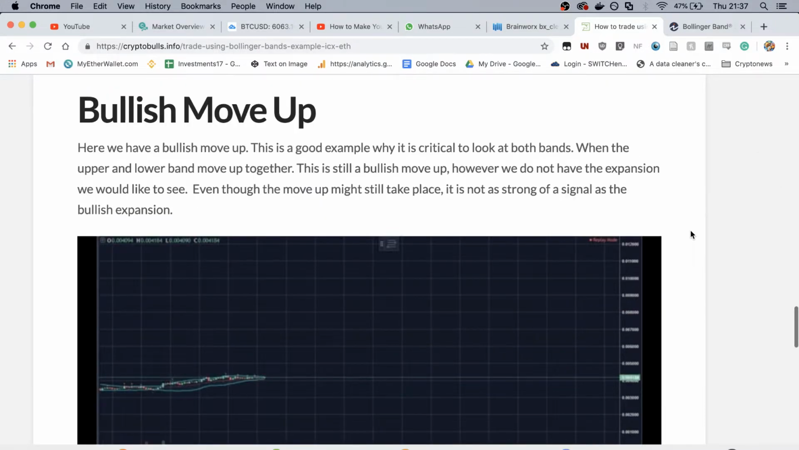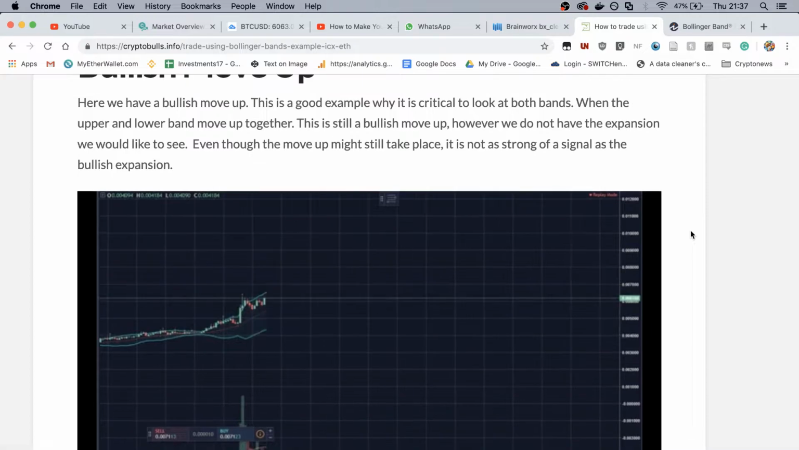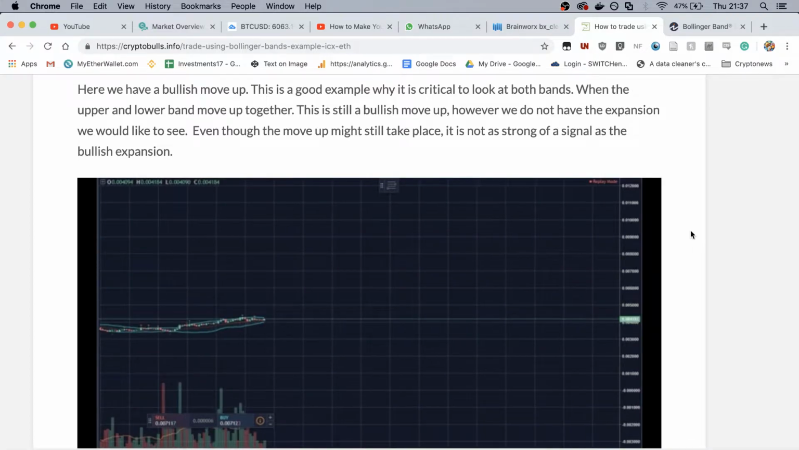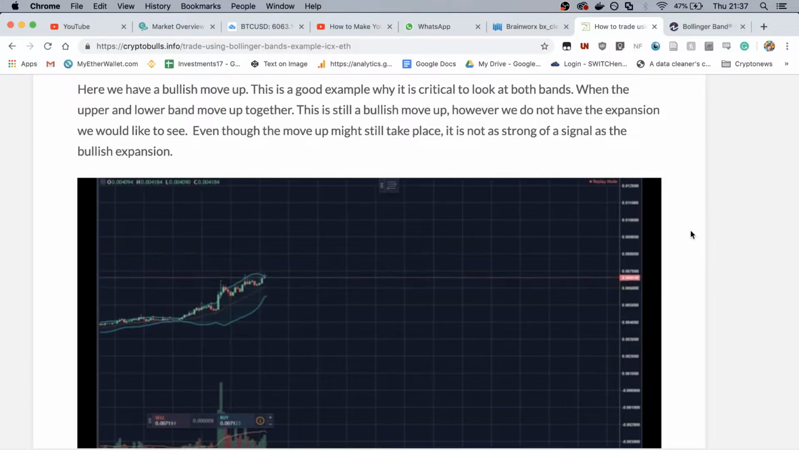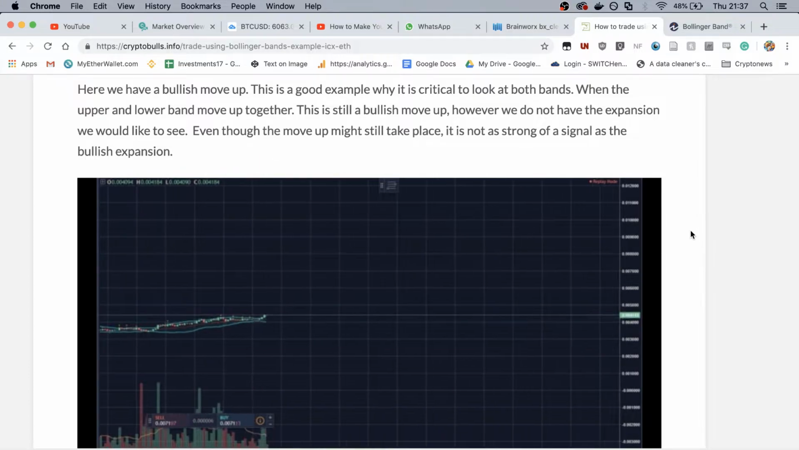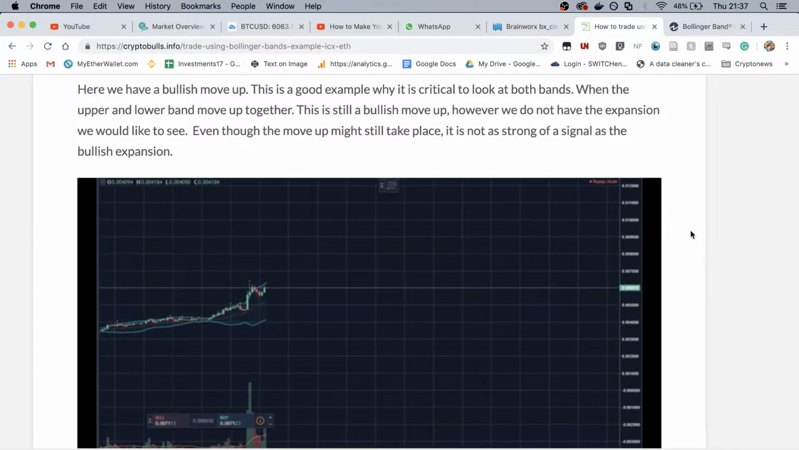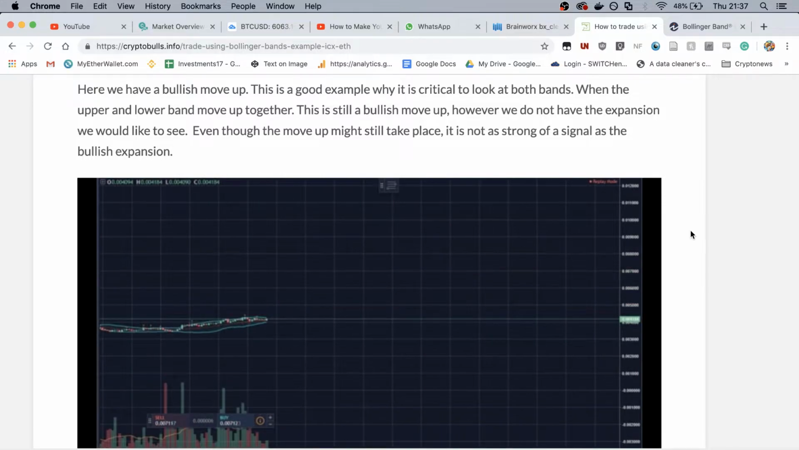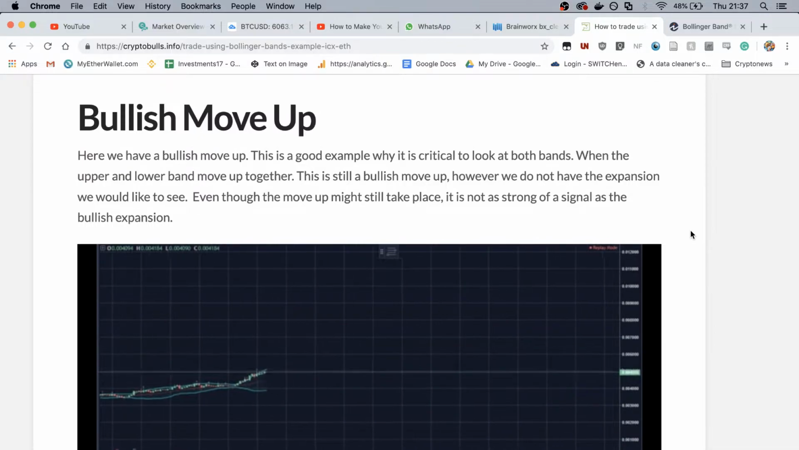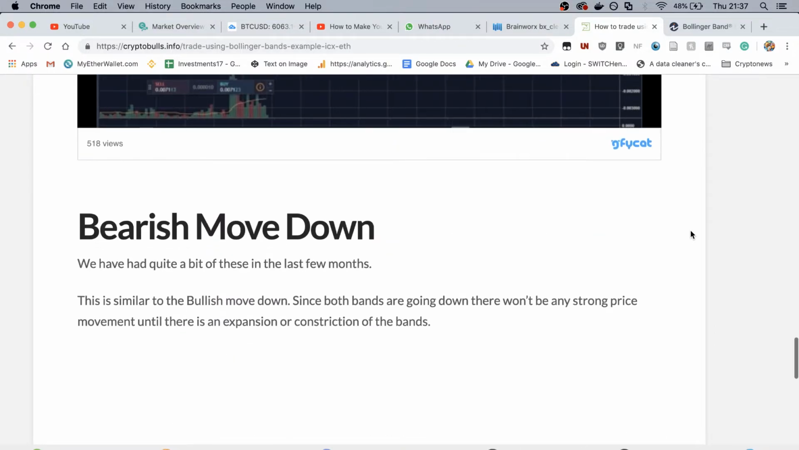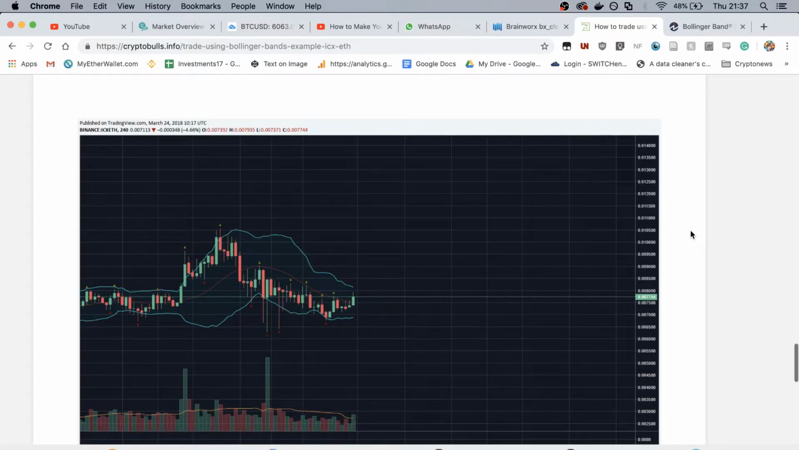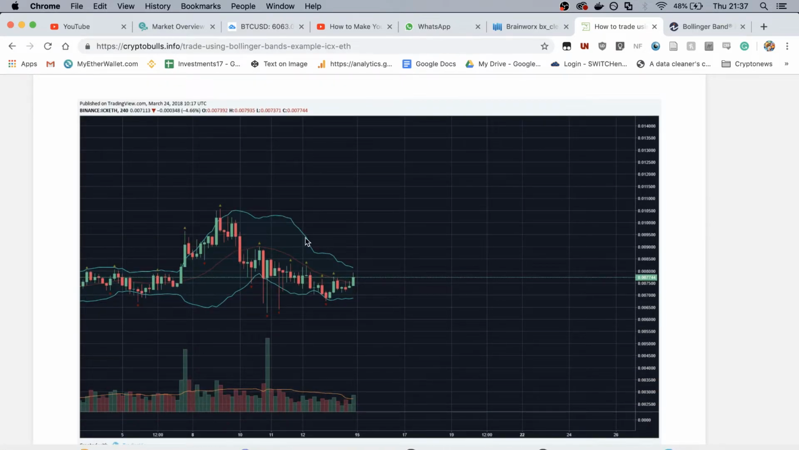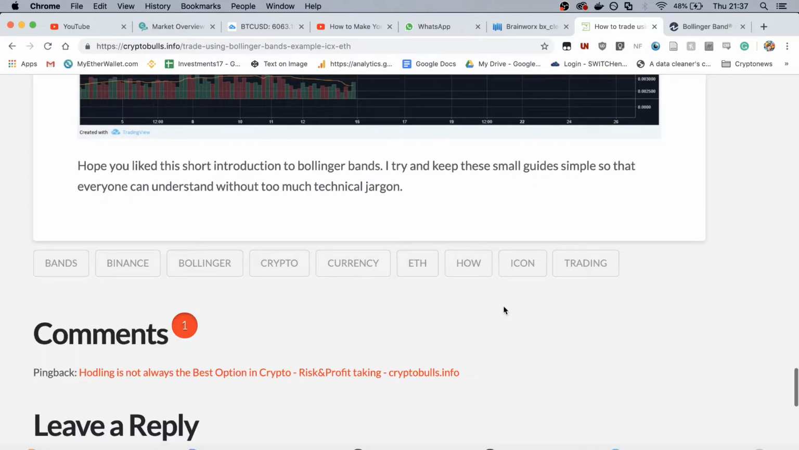Bullish move up. Now, contrary to the expansion, the bullish move up, both bands move upwards. Now, the difference with this one is that the move will be less explosive and it's a bit more difficult to capitalize on a bullish move up. Bearish move down, the same as the bullish move up, just another direction. And in this case, you have a much slower descent and decrease in price.